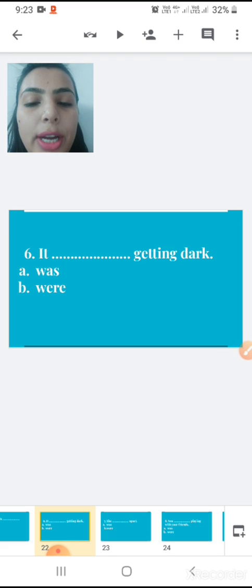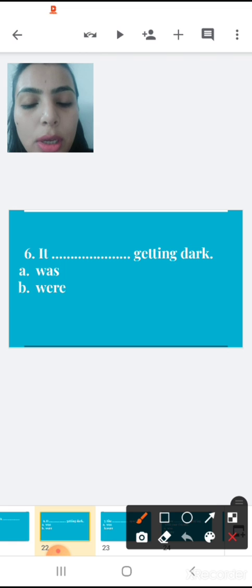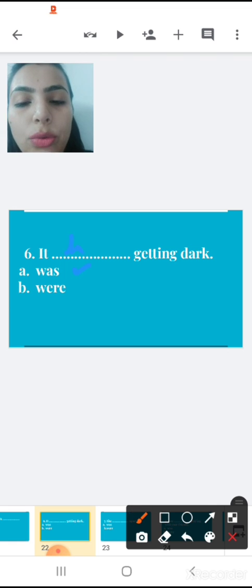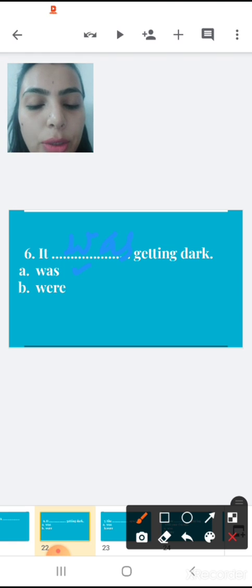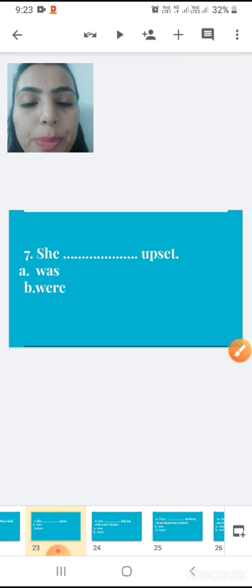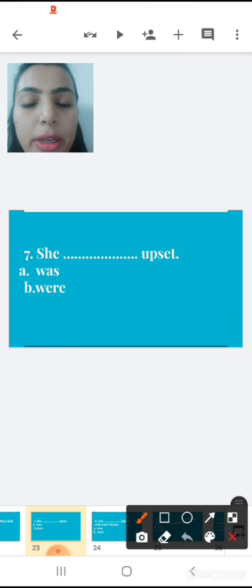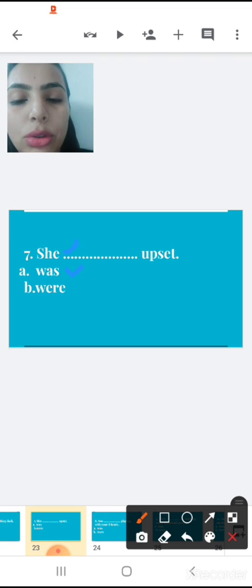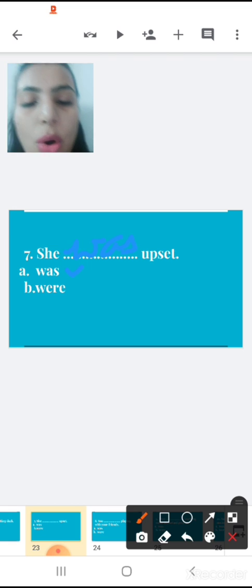Next is: it dash. So write down "was". It was getting dark. Next is: she dash upset. Again, "she" is used for a singular. So we use "was" here. So, she was upset.